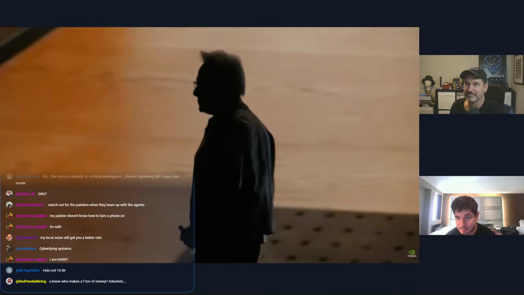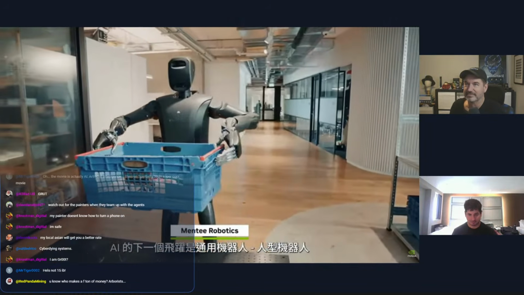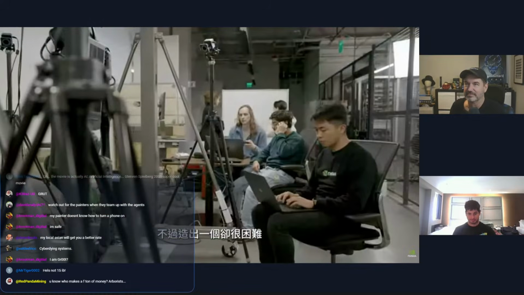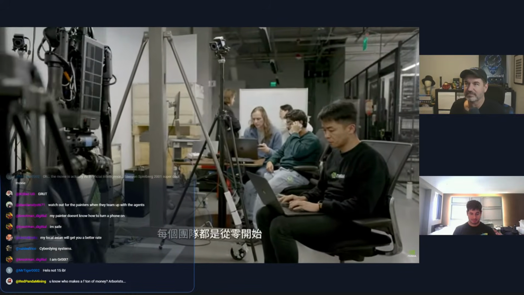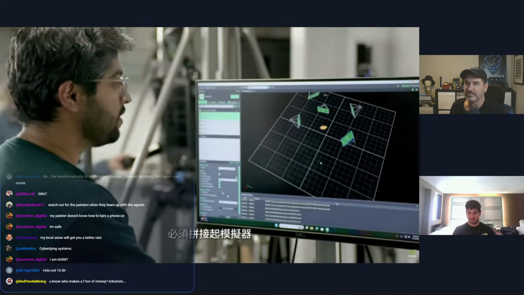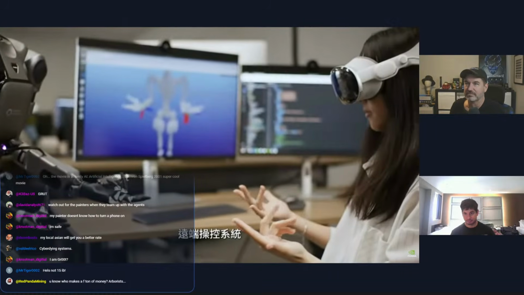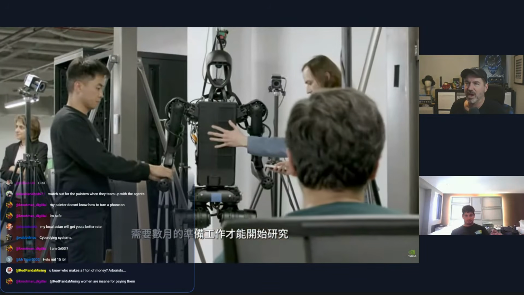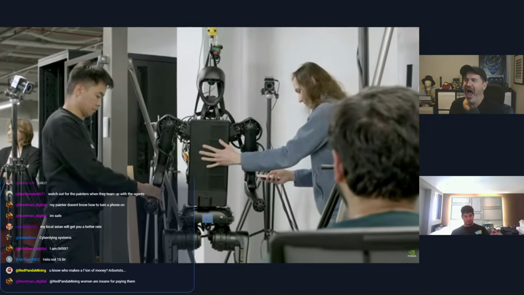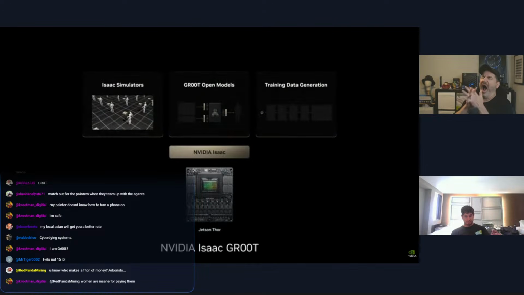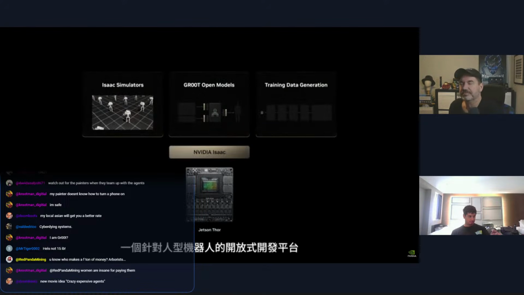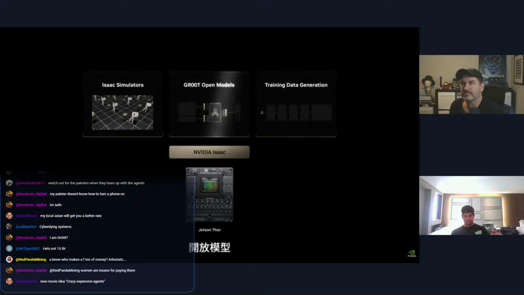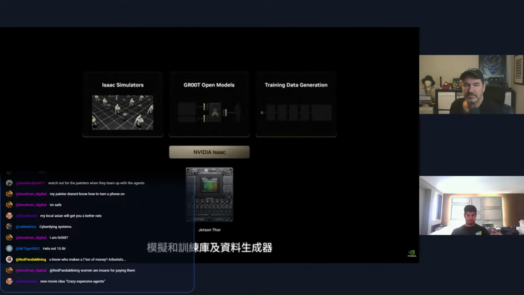The next leap in AI is general purpose robots, humanoids. But building one is hard. Every team starts from scratch, stitching together simulators, teleop systems, data pipelines, and training infrastructure. Months of setup before research can start. Nvidia Isaac GR00T, an open development platform for humanoid robots. Open models, simulation and training libraries, and data generators.